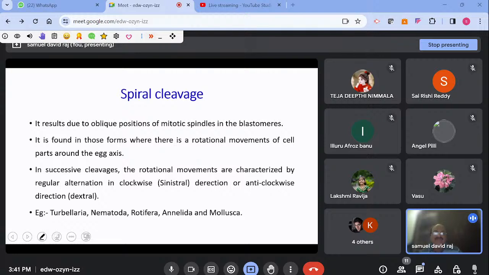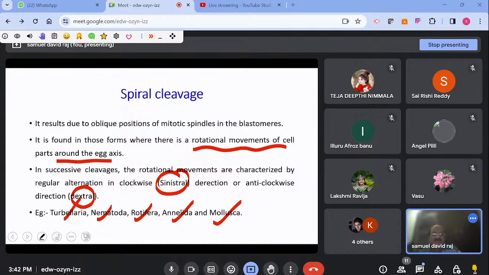Where is this actually present? It is present where there is a rotational movement of cell parts around the egg axis. Thus, it can result in either sinistral or dextral orientation. Hence, when we study Pila, that is snail, we see a shell which is dextral or sinistral, based on the spiral cleavage. It is exemplified by Pila, that is mollusca, annelids, rotiferans, nematodes, and turbellarians.